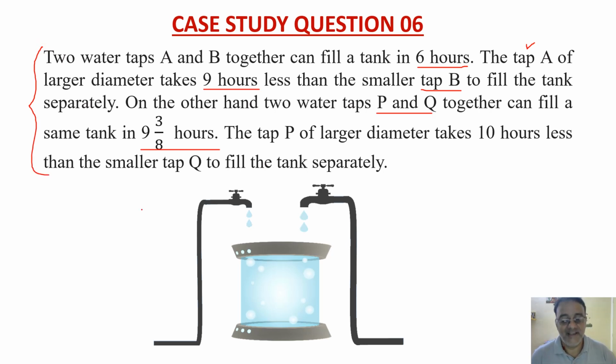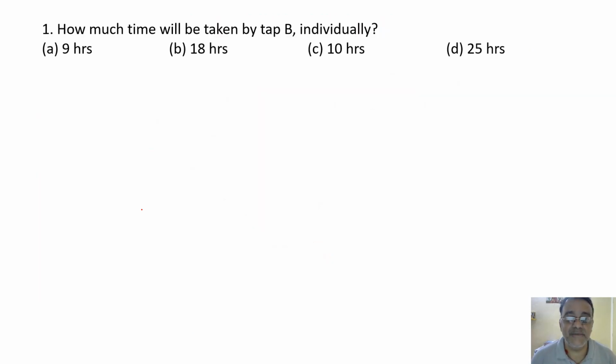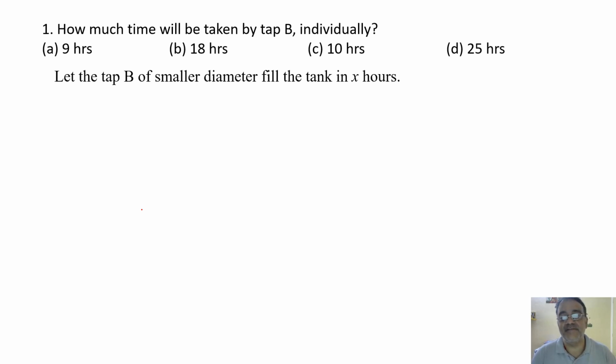Yes, sir. Right. So based on this situation, now we are going to start with the question. First, how much time will be taken by tap B individually? That means we have to form the quadratic equation, then we have to solve the equation, right? So let the tap B of smaller diameter fill the tank in x hours, right? And it is given that the larger diameter will take 9 hours less.